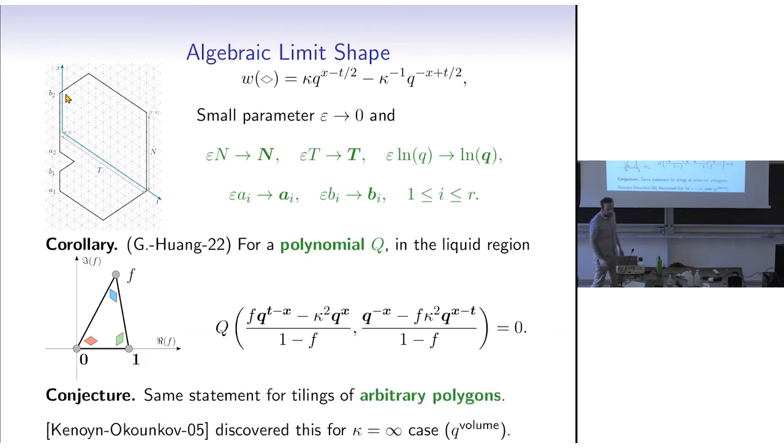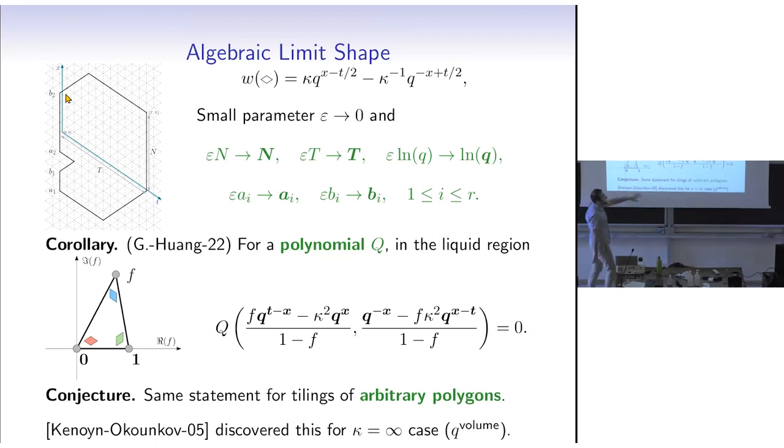Well, that's because we have a conjecture. We prove this thing for these trapezoids, but the conjecture is the same statement: that the limit shape is parameterized in terms of a single polynomial in which you need to plug in these two types of variables. We expect this to be true for tilings of arbitrary polygons. In our case, we know the degree, but in general, you need to compute it.